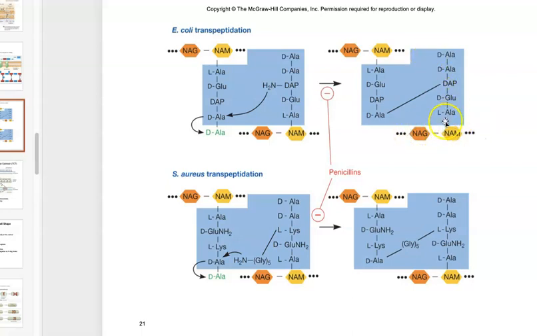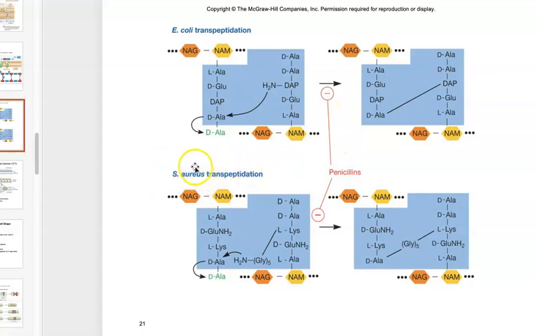Each chain of the peptidoglycan is cross-linked to each other, so you get a nice tight bond and obviously a more rigid structure that can hold its shape and keep the bacterial cell together. So again, here's penicillin essentially blocking this process too, just like vancomycin does.